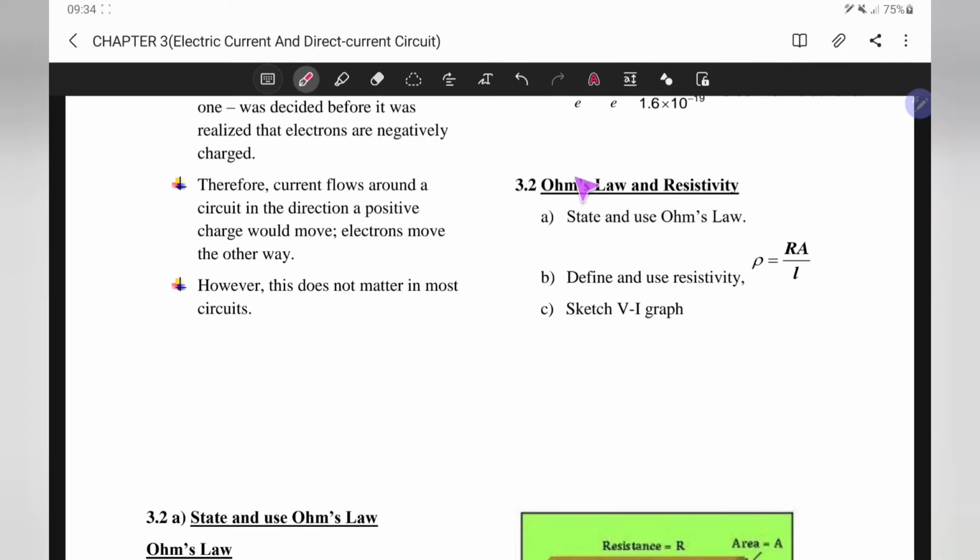So what are the ideas introduced by Mr. Ohm before, and how do we relate it with the resistivity? Okay, so in this subtopic, you need to know how to state and use Ohm's law, how to define and use the resistivity equation, which is rho equal to RA over L. So rho here represents the resistivity. Okay, it's not density, it's resistivity for this chapter. And then how do we sketch a graph of V against I for Ohm's law?